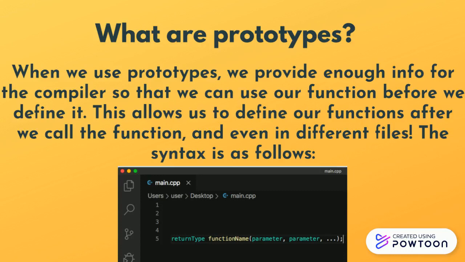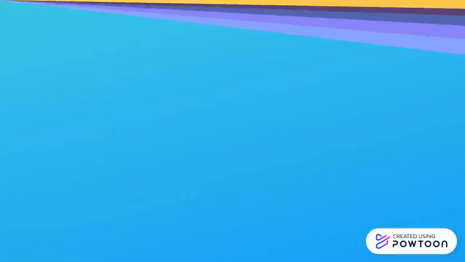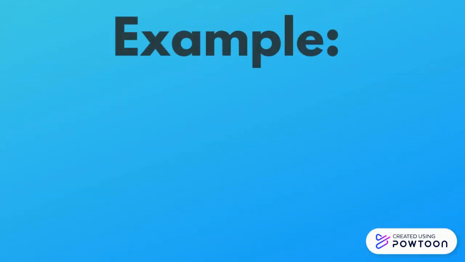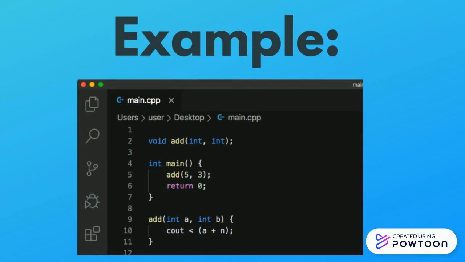The syntax is as follows: return type, function name, and then all the parameters. I've got an example here. Over here we have void add, and then inside we have int. The void add int line ends with a semicolon, and that is the prototype. You see that after we call it, we don't have any definition before we call the function. So after we call it, we have a definition over here.